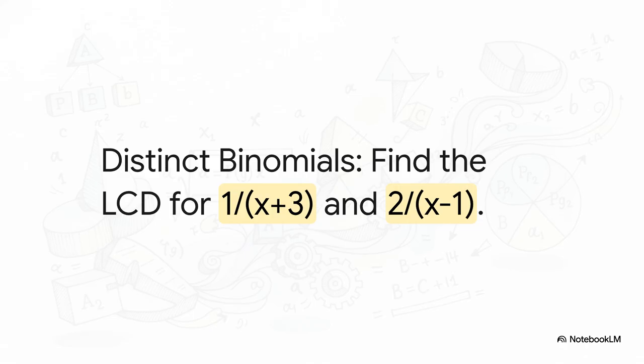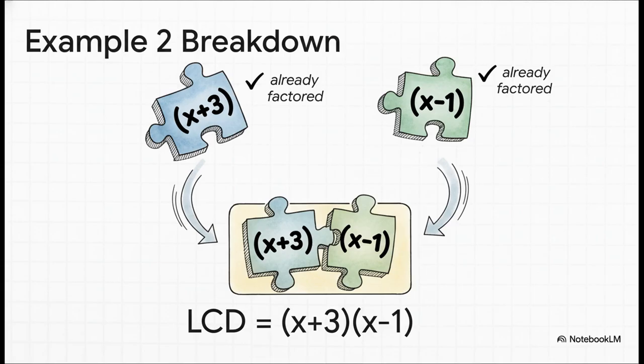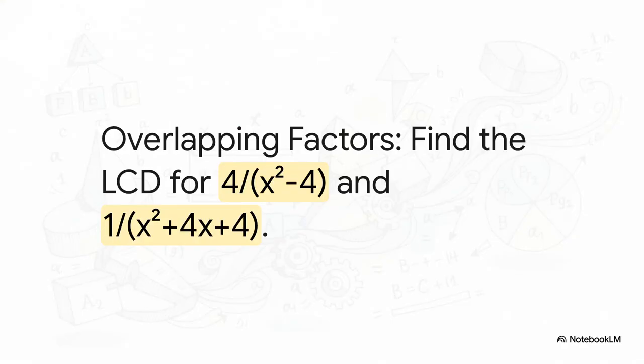Okay, let's level up a bit. For example 2, our denominators are binomials, x plus 3 and x minus 1. They might look a little different, but trust me, the logic is exactly the same. So step 1, are they factored? Yep. You have to treat these binomials in parentheses as single unbreakable units. You can't break down x plus 3 or x minus 1. Step 2, our unique factors then are the whole chunk x plus 3 and the whole chunk x minus 1. Since they don't share anything and each only shows up once, we just take both of them. And our LCD is simply their product, x plus 3 times x minus 1. Done.